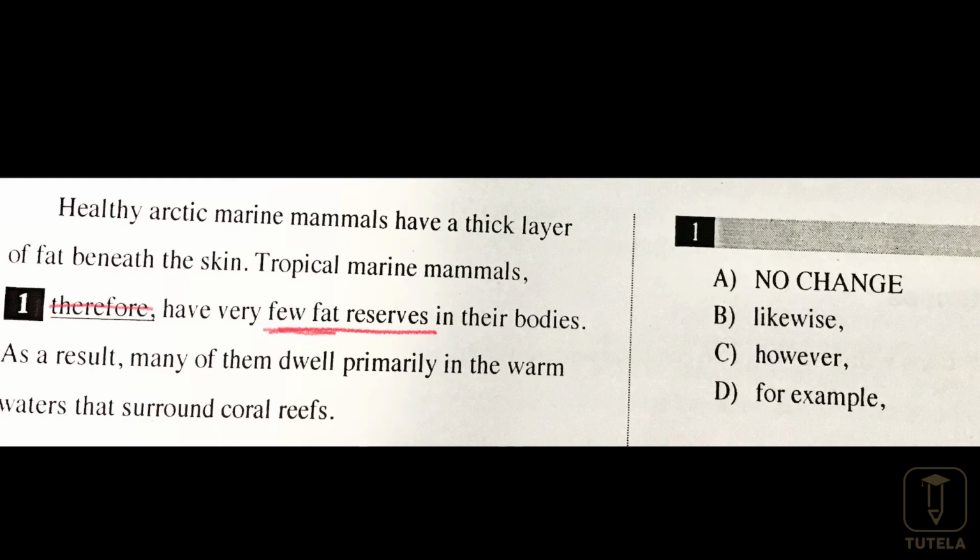So, what do we understand? Arctic marine mammals have a thick layer. Tropical marine mammals have few fat reserves. That means one idea is the opposite of the other. So the ideas are different. Now let's take a look at the options. Answer choice A says therefore. Therefore is not a contradictor. So we can eliminate A. We can also eliminate D and B because these are all continuous. And hence the answer here is however, which is C.